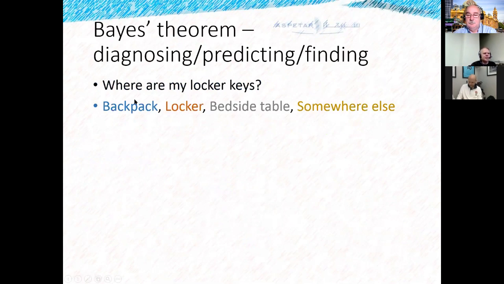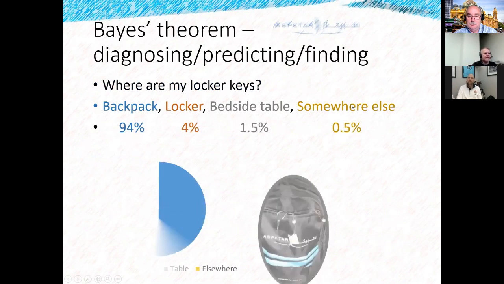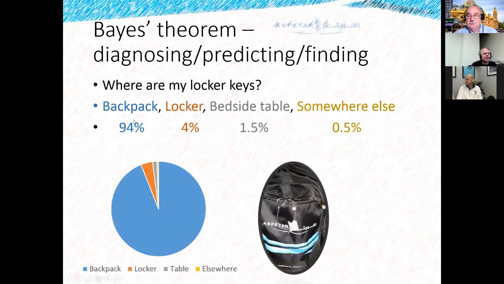The main spots my locker keys could be, they should be living in my backpack. Occasionally I leave them in my locker and, you know, go about my day. They might have been left on my bedside table. They could be somewhere else. So the biggest probability, if I know nothing else, is they should be living there in my backpack. Maybe I left them in my locker. Maybe I left them on my bedside table.